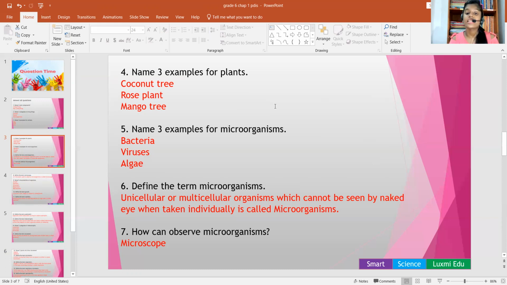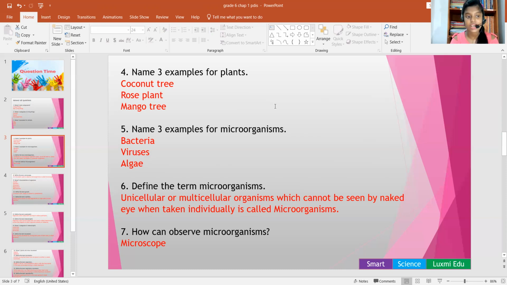Next, define the term microorganisms. Microorganisms are unicellular or multicellular organisms. Unicellular means living things which contain one cell, and multicellular means living things which contain many cells, like us, which cannot be seen by the naked eye. Naked eye means the normal eye. When taken individually means when they are taken individually. So microorganisms are unicellular or multicellular organisms which cannot be seen by the naked eye when taken individually.